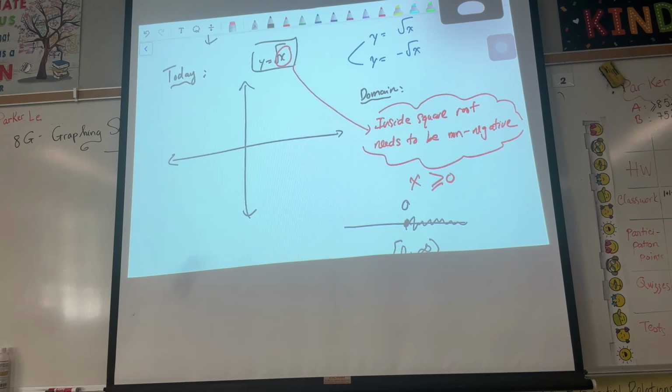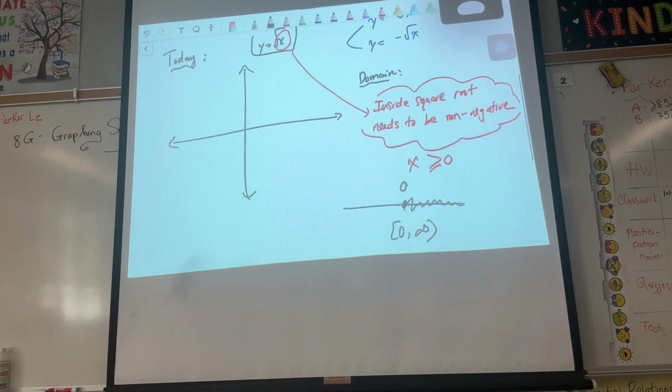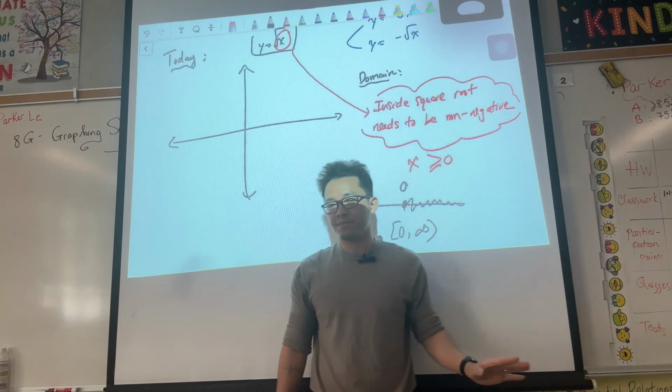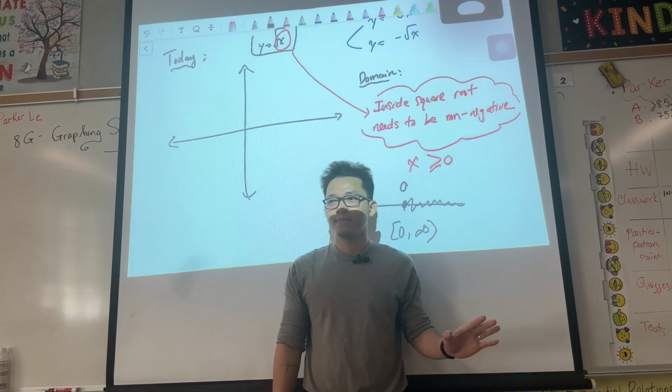Okay, so no questions so far. So we get the domain. Now we need to sketch them. How do we sketch this? What do you need to do whenever you want to sketch a function? It works every time.